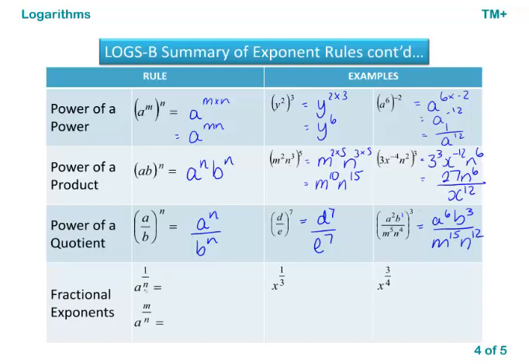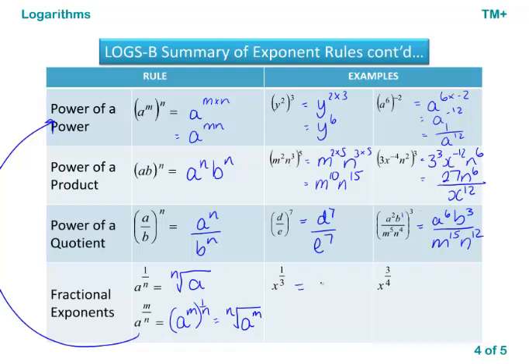Fractional exponents. A to the power of 1 over n is exactly the same as the nth root of a. A to the power of m over n. Now because I can split that up to a to the m or to the 1 over n, and I can do that because of this rule here, then I can rewrite that as the nth root of a to the m. So x to the 1 over 3 is the cube root of x. X to the 3 over 4 is the fourth root of x cubed.